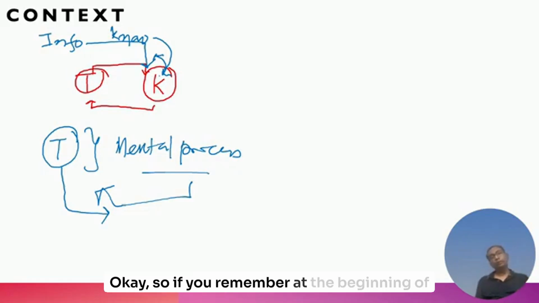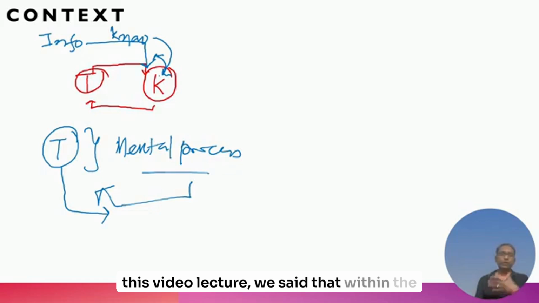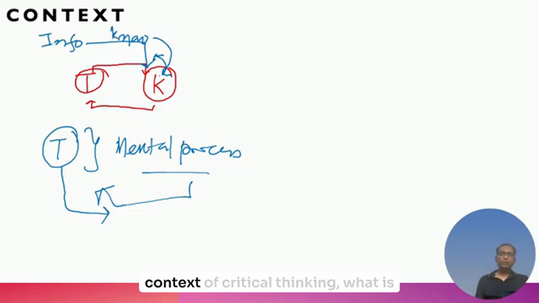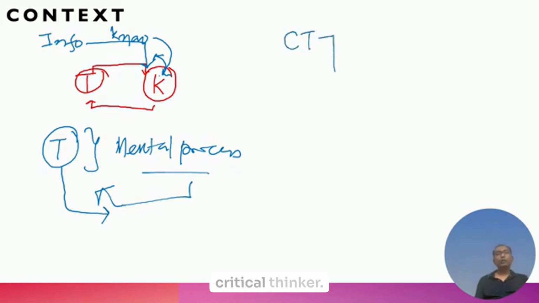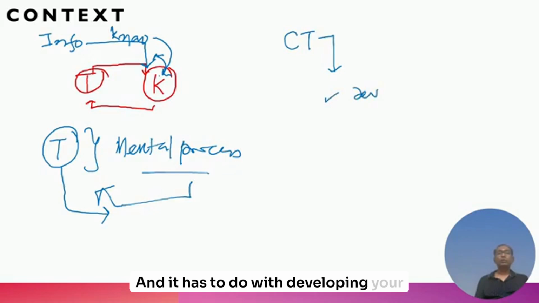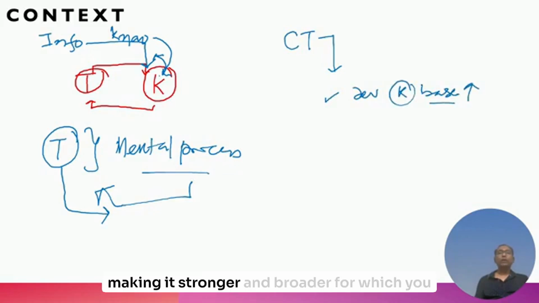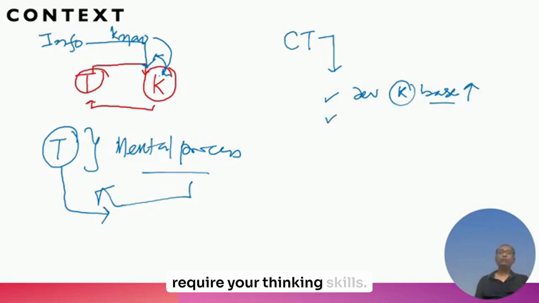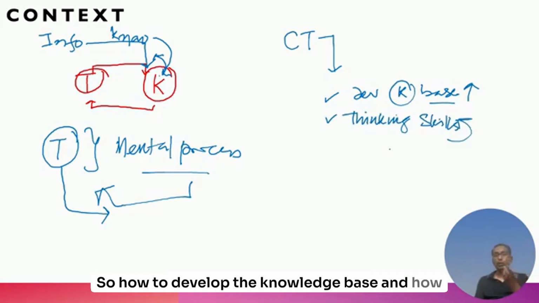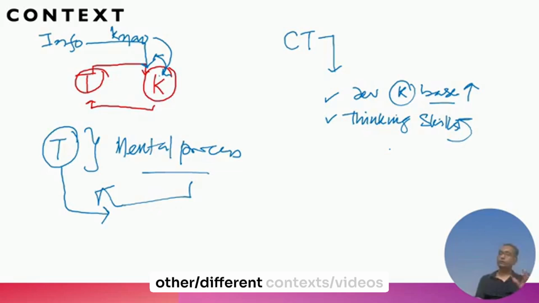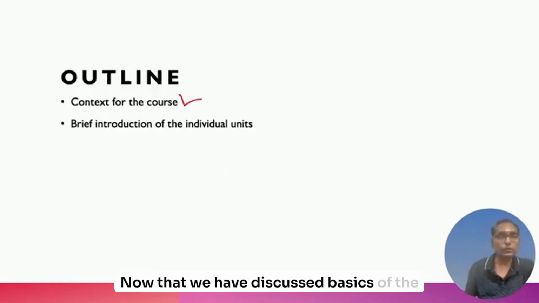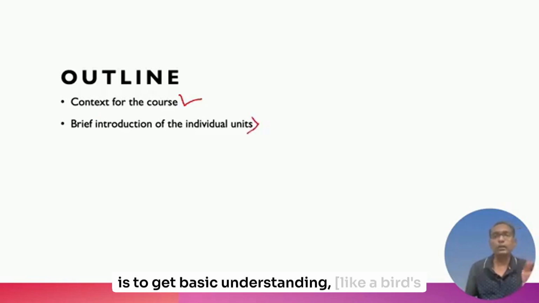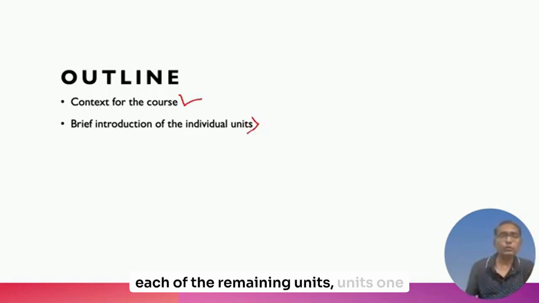Okay, so if you remember at the beginning of this video lecture, we said that within the context of critical thinking, what is important is to know how you can be a good critical thinker. And it has to do with developing your knowledge base, making it stronger and broader, for which you require your thinking skills. So, how to develop the knowledge base and how to think. We'll talk about how to do these things in different contexts. Now that we have discussed basics of the context for this course, the next logical step is to get basic understanding, like a bird's eye view of what we will be discussing in each of the remaining units, units 1 through 5.